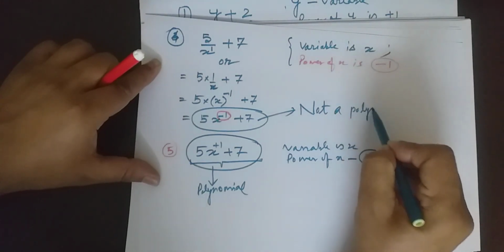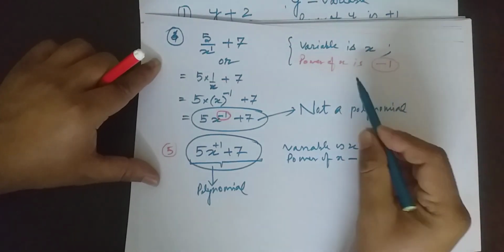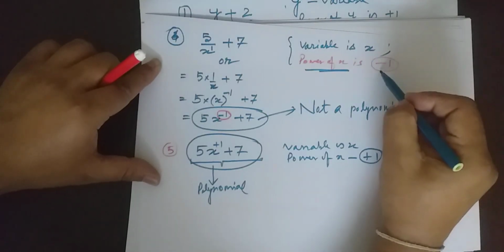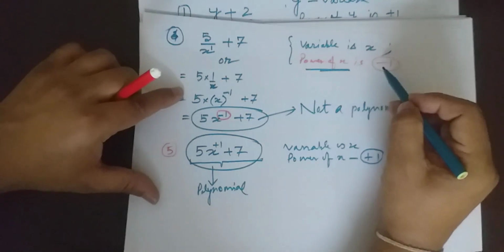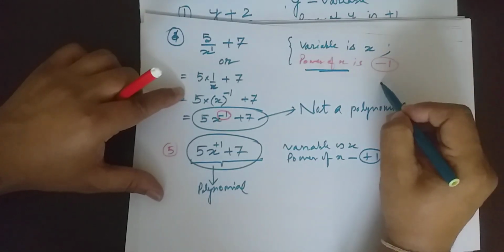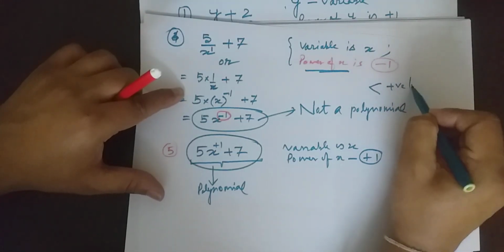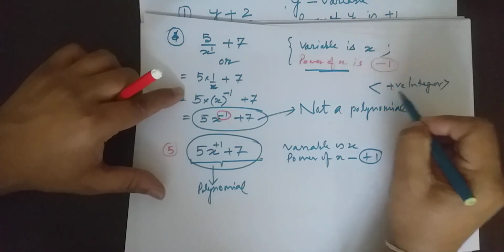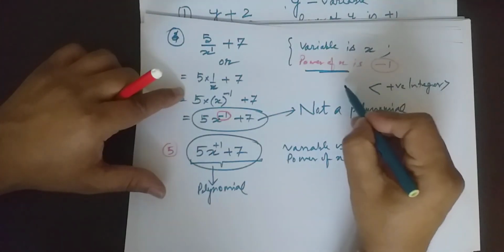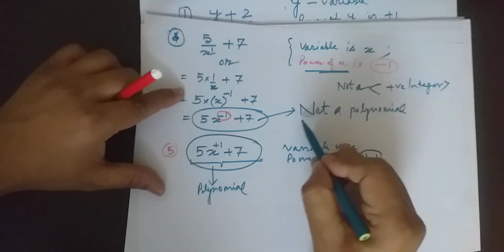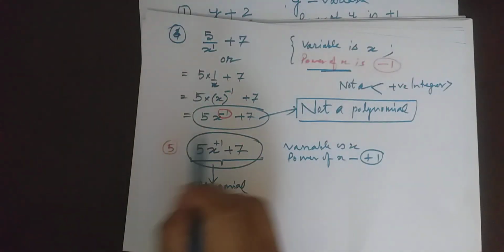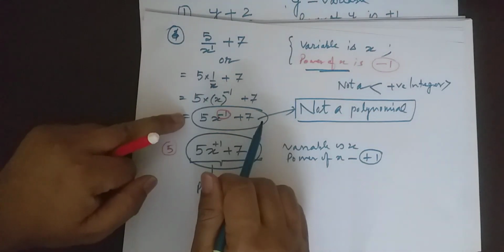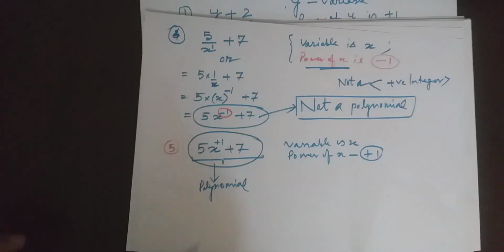And why is it not a polynomial? Simply because the power of the variable is a negative integer. For this expression to become a polynomial, it must have the power as a positive integer only, which is not satisfied in this present case. So this property of x raised to power minus 1 again disqualifies this expression from becoming a polynomial.